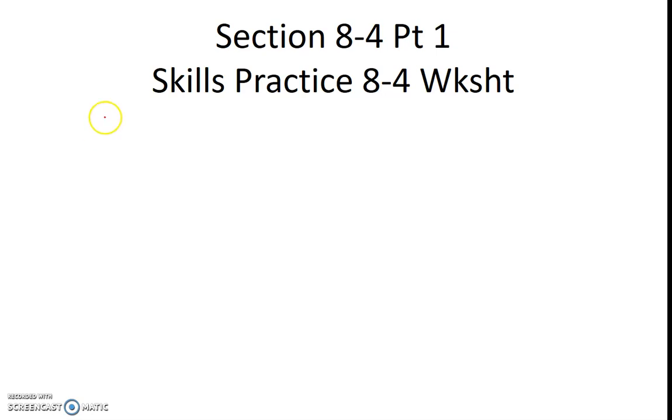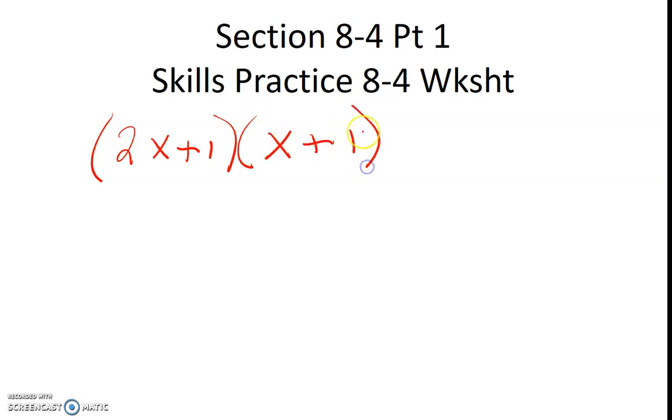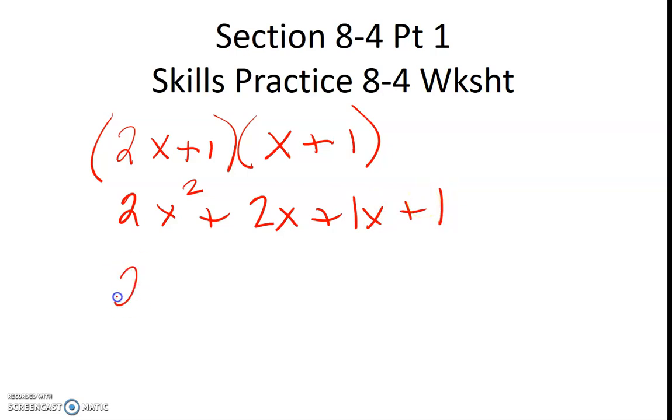Now, what I want you to think about through this section is what is our ultimate goal? And so remember that in chapter 7, we learned how to FOIL this. So 2x squared, plus 2x, plus 1x, plus 1. And then we simplified that to get 2x squared plus 3x plus 1.